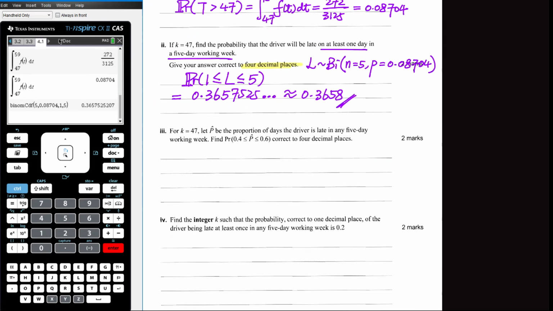Okay, P hat is a proportion of days in a 5-day working week. So P hat equals L divided by N, 5. Therefore, if I multiply everything by 5 here, this is the probability 2 less than or equal to L less than or equal to 3.